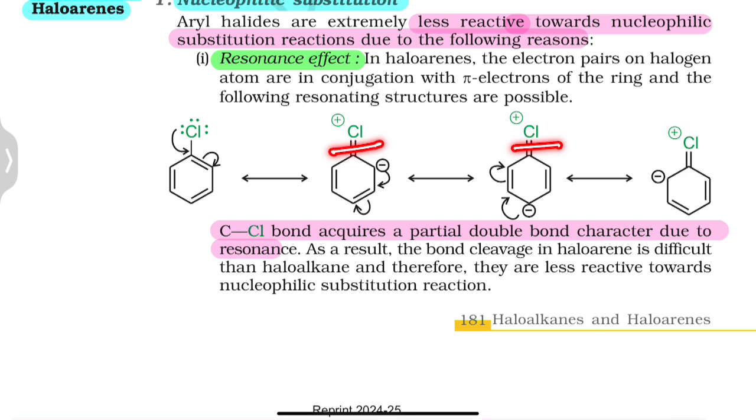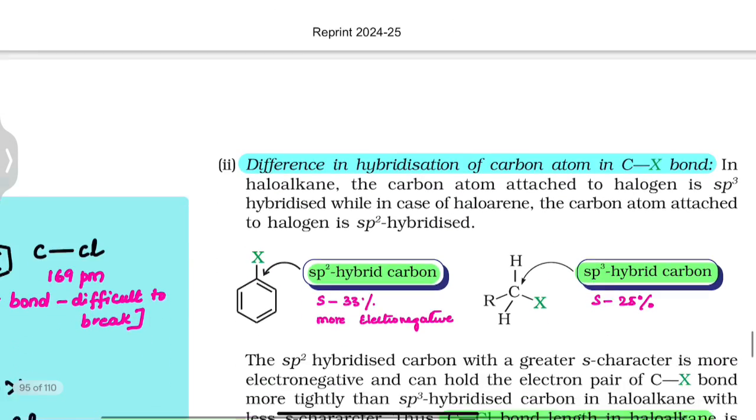Therefore, breaking this bond, that is the carbon and chlorine bond, becomes very, very difficult. Therefore, substitution reaction is difficult here. You can see the carbon-chlorine bond acquires a partial double bond character due to resonance. Therefore, cleavage, meaning breaking of this bond, becomes very difficult.